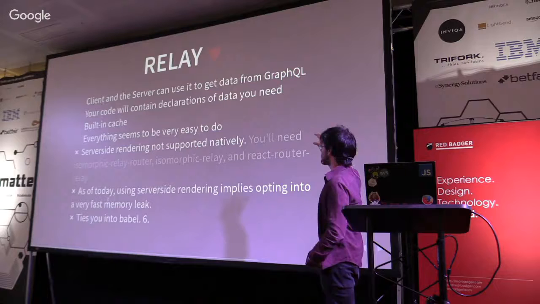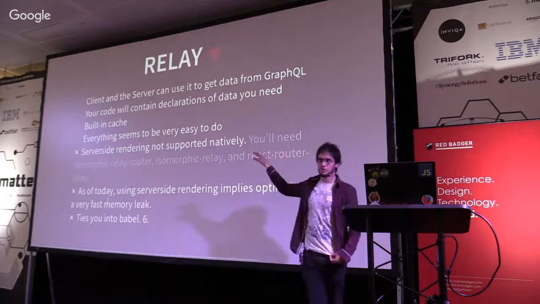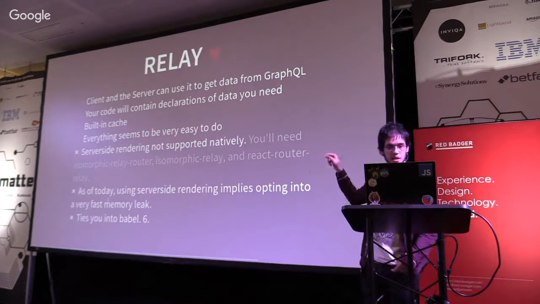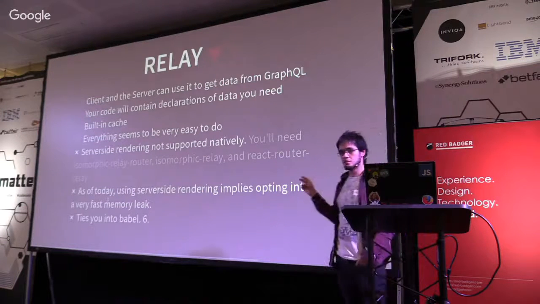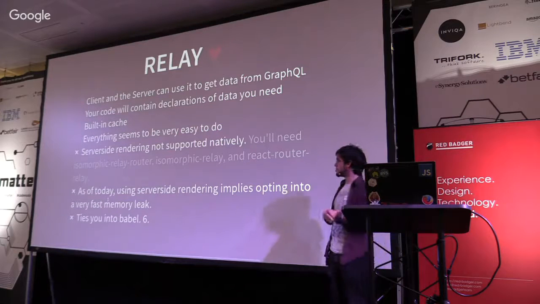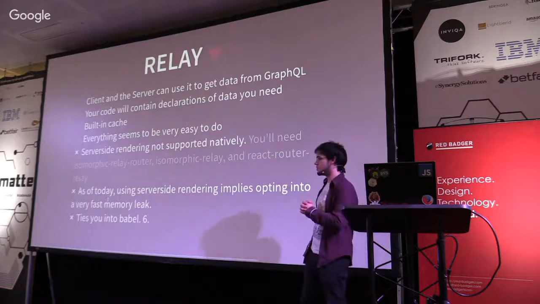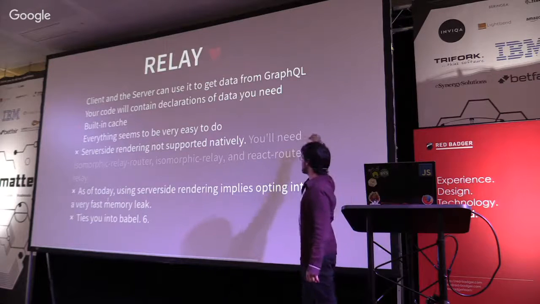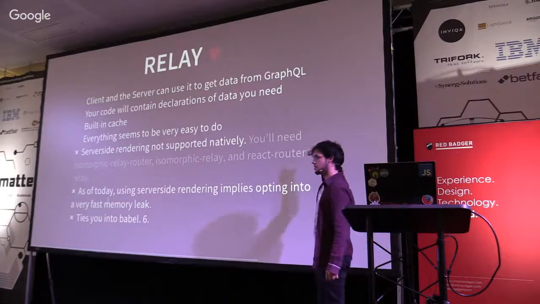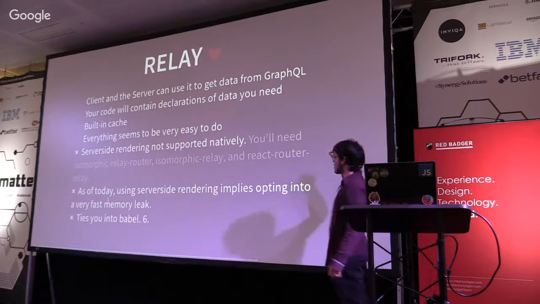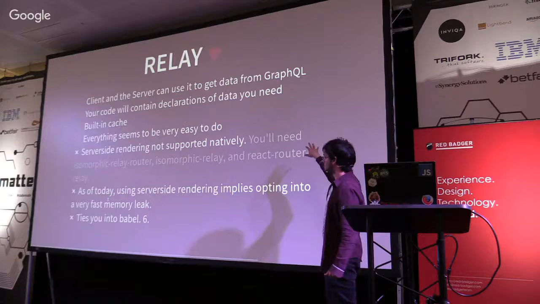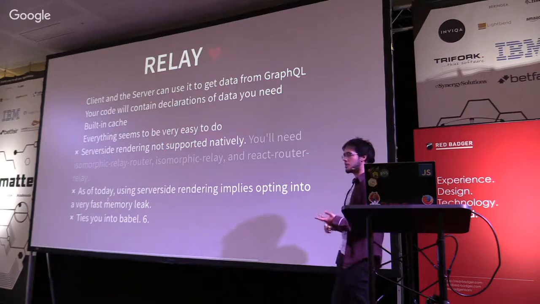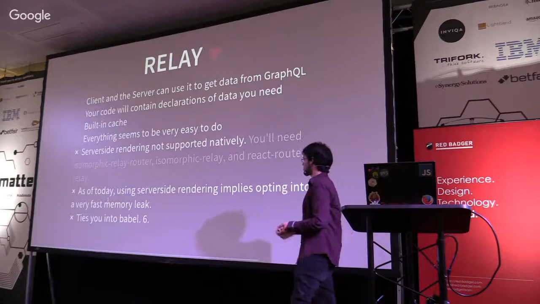Your code declares the data you need. It comes with a cache for the client. It's unfortunately not on the server, and that's an open issue on their side. Everything seems easy to do, but server-side rendering is not quite there yet because they don't seem to support it in Relay itself, so you have to opt into some other stuff. And this is kind of a mess because there's tons of dependency hell here. You need isomorphic relay router, isomorphic relay, and React router relay. Just so you can use React router and relay and server-side relay, you need like 600 modules.